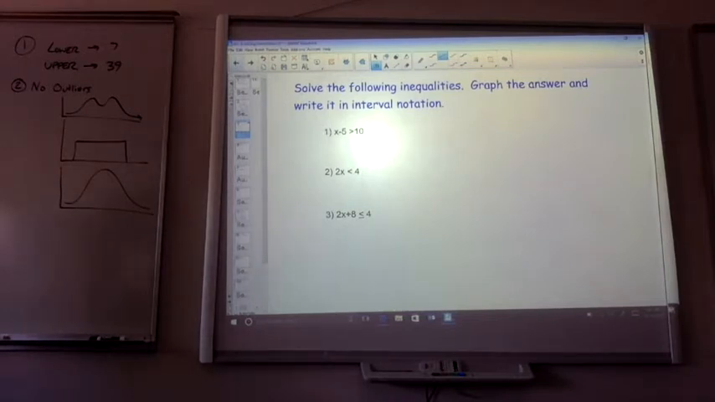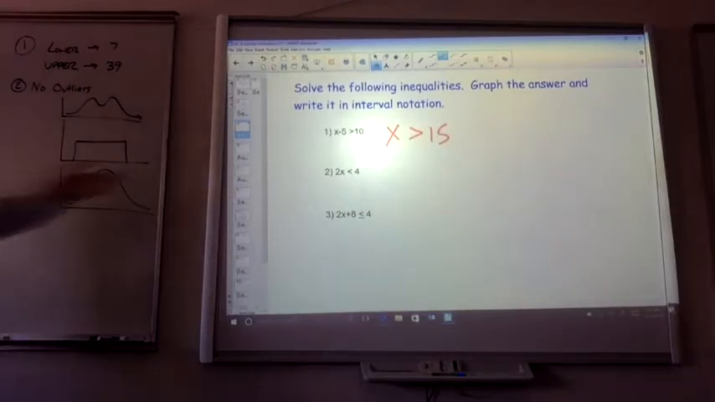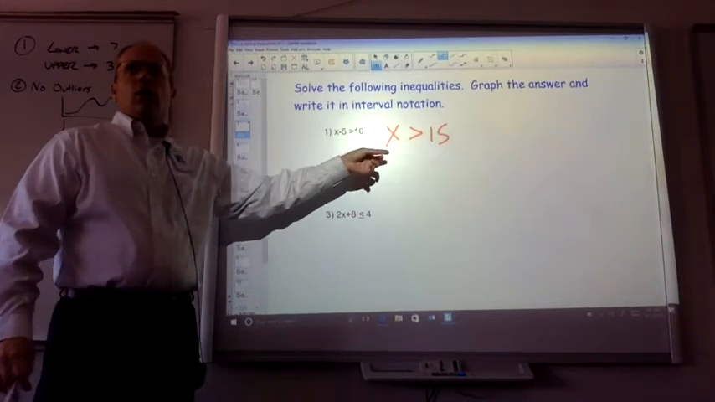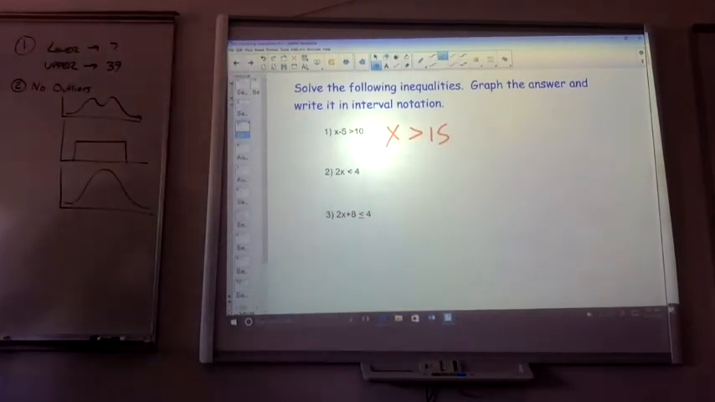So problem number one, what does it appear I should do to both sides of the inequality sign? Yeah. Add 5. So if we add 5 to both sides, I'm going to wind up with x is greater than 15. Agree? Does the sign flip over, or does it stay the same? It stays the same. I added 5.